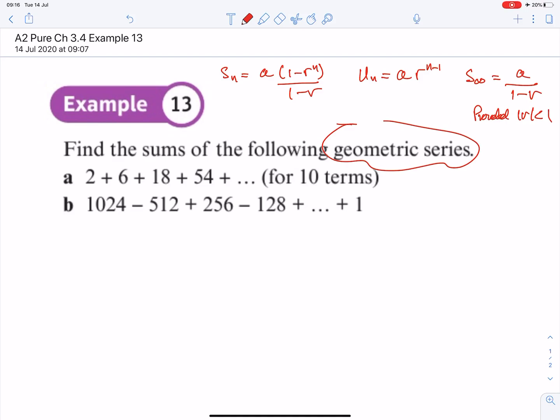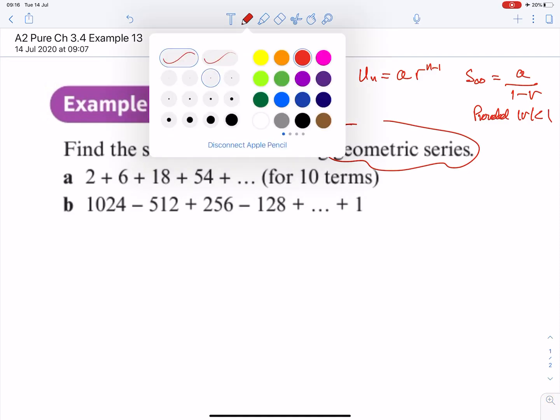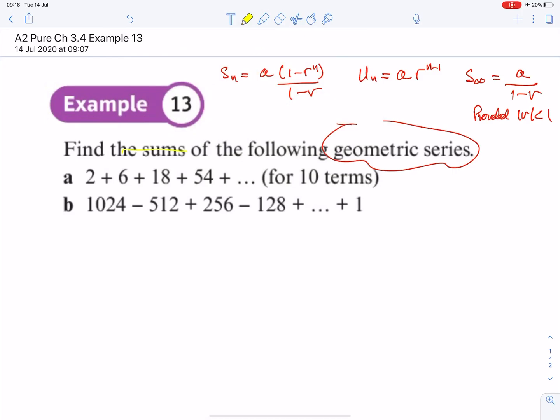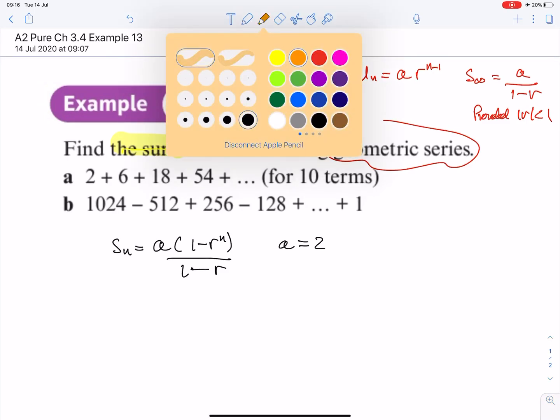Find the sum of the following geometric series. So we're in a sum question, so we're going to be using this equation. We're going to start by stating, as usual, Sn is equal to a lots of 1 minus r to the n over 1 minus r. We can see a is equal to 2. That's the first term.